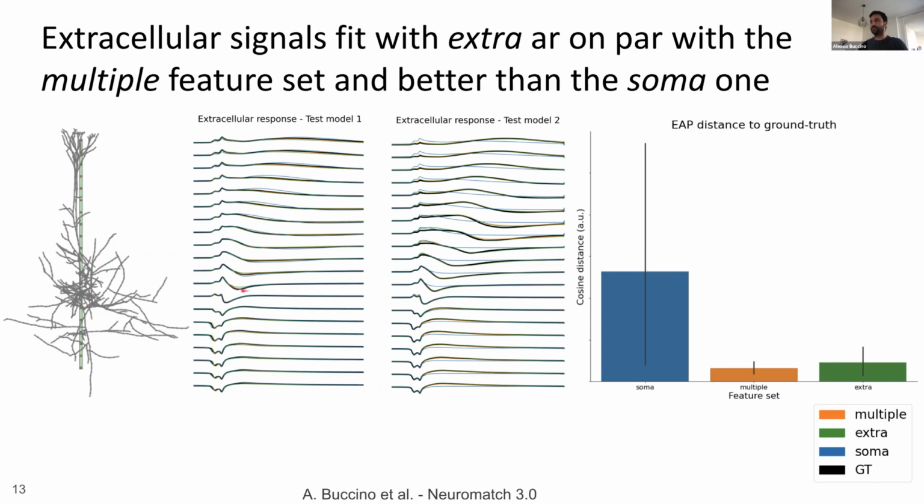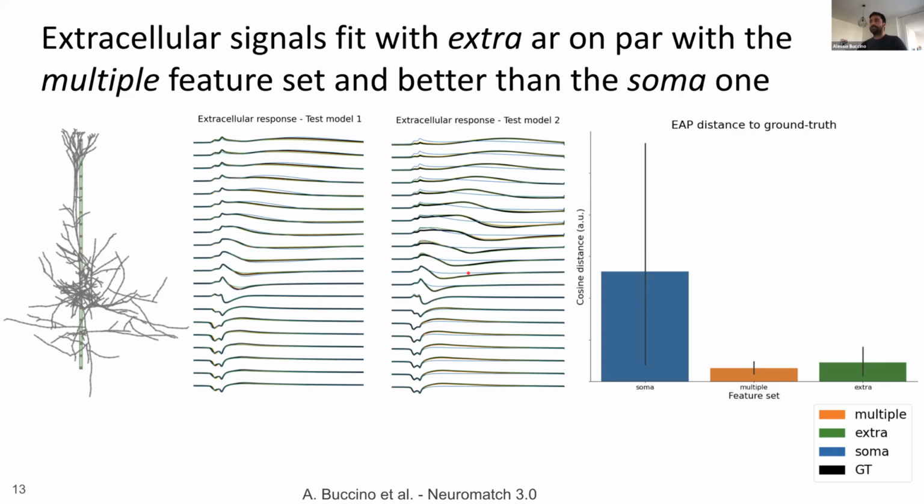But we can see that in general, the green and the orange line fit the black one very well, while the blue line is sometimes a bit worse. We also summarize this by computing, for each of these test models, the cosine distance between the ground truth signals and the simulated signals using the three different feature sets. We find that the extracellular feature set does almost as well as the one with multiple patch pipettes, while the somatic signal is definitely worse in estimating these extracellular action potentials correctly.